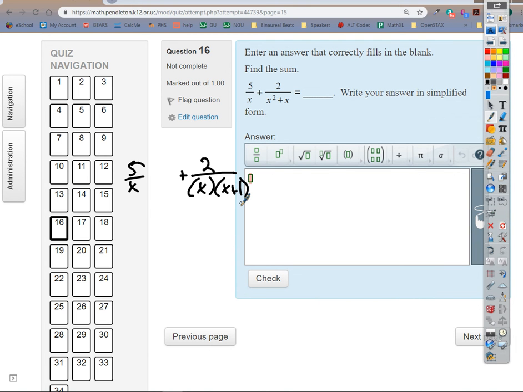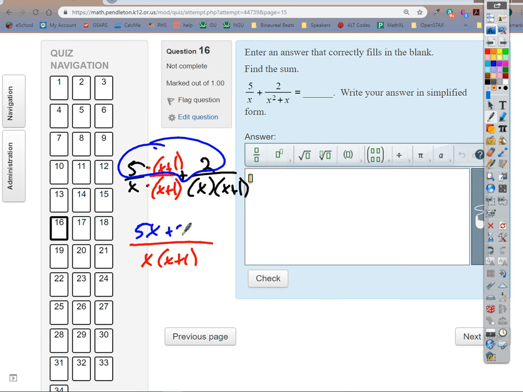Okay, so then what do I have to do to the first fraction to get a common denominator? Multiply by the second, x plus 1. Okay, I've got to multiply top and bottom each by x plus 1, right? And so that's going to give me a common denominator of x times x plus 1. And on the top, if I distribute the 5, I get 5x plus 5 plus 2.